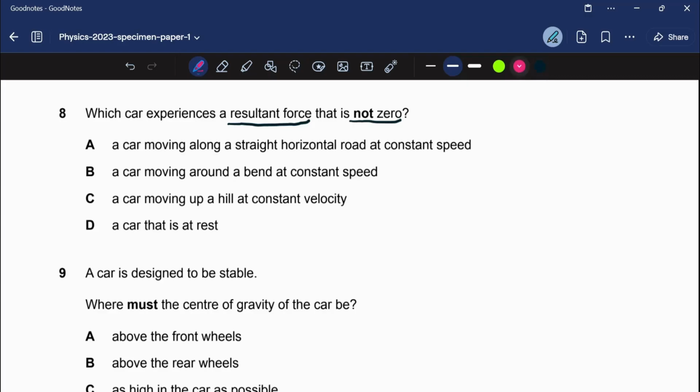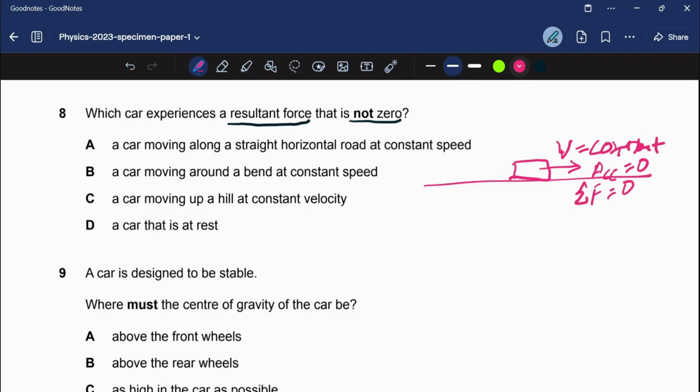So for option A, which is a car moving along a straight horizontal road at constant speed. If the car is moving with a constant velocity v, the constant velocity means the acceleration is zero. And hence, when the acceleration is zero, from Newton's second law, the resultant force is zero. The sum of all forces is zero, resulting in acceleration equal to zero. So this could not be the case, because here the force is zero.